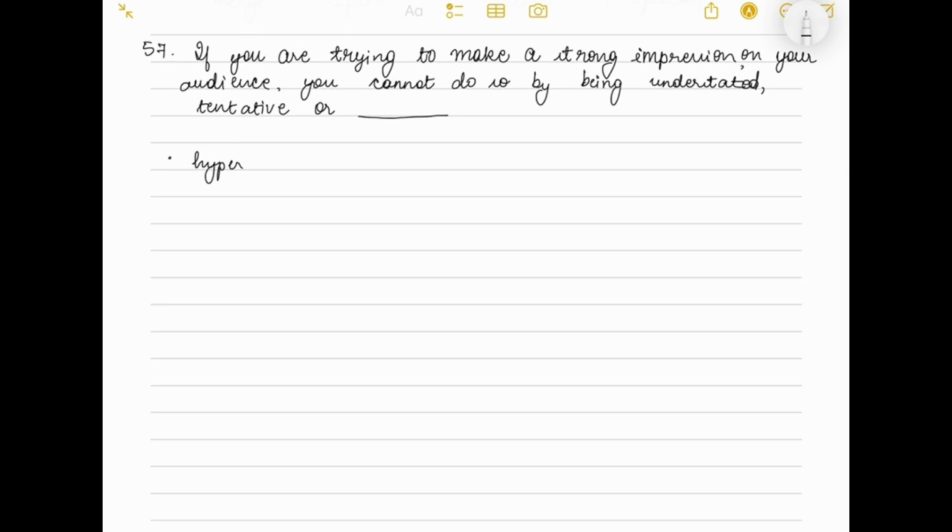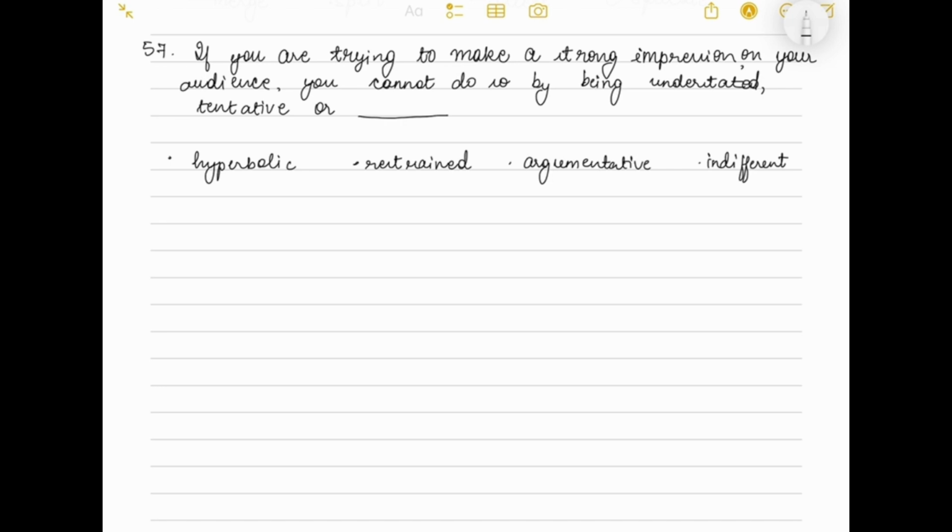The options were hyperbolic, restrained, argumentative, and indifferent. So we'll read the sentence again. If you're trying to make a strong impression on your audience, you cannot do so by being understated, tentative, or dash. When you're making a strong impression on your audience, you have to show the strong points of your personality trait.